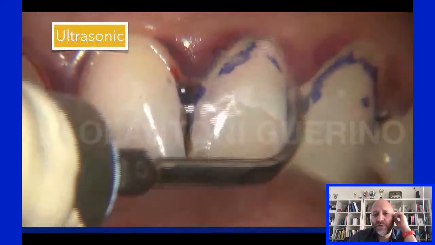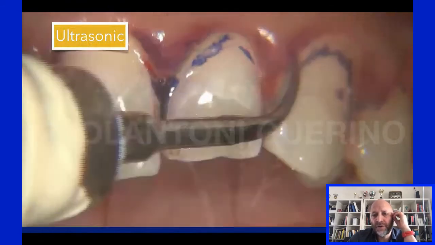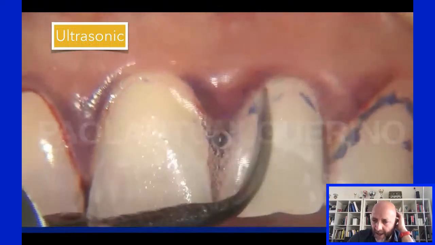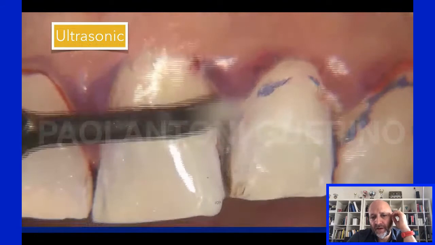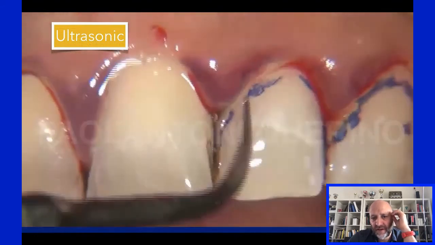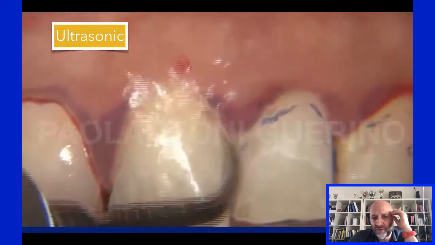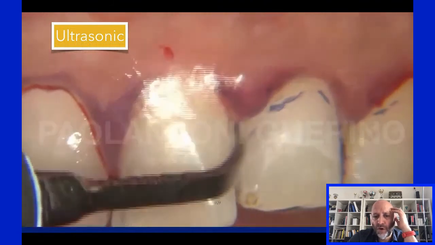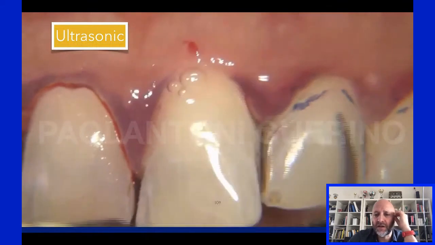After that, we can use the ultrasonic devices on the supra and subgingival aspect, using a very slim type of tip on the ultrasonic device in a very slow way, because it's necessary to remove the calculus and the biofilm easily without disrupting the gingival and periodontal tissue.